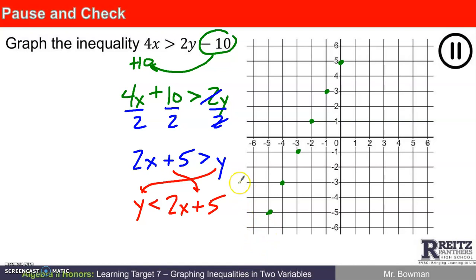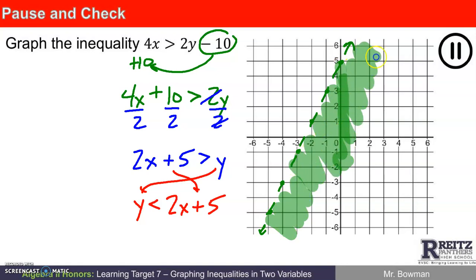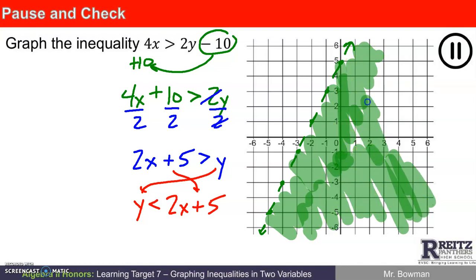This is a dotted line. This doesn't include the boundary line. So here's my dotted line. And which way am I going to shade this? Well, if I let x be 0, I get y is less than 5. I need this direction. I need all the stuff on this side of the line. Any point in the shaded region, but in this case not on the line though, should solve that inequality.